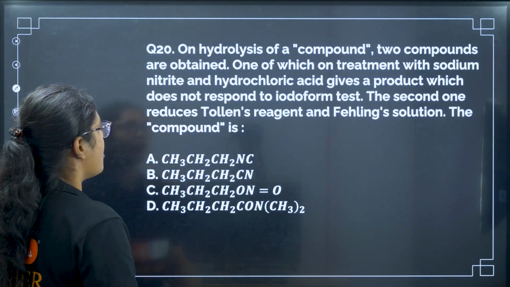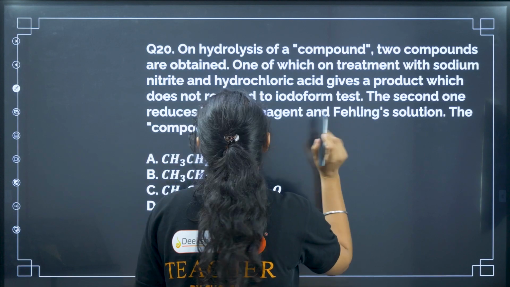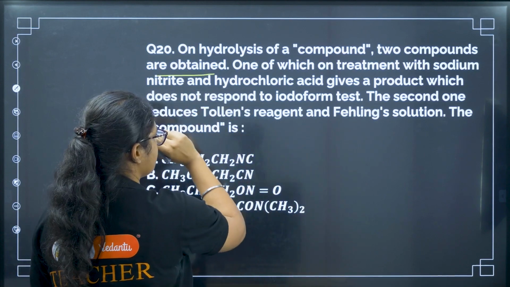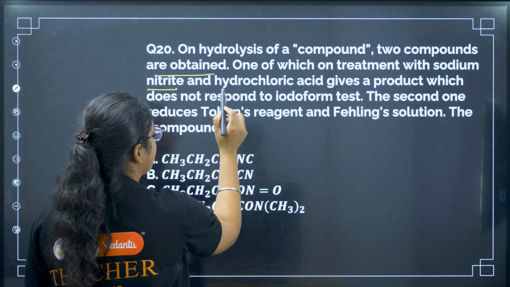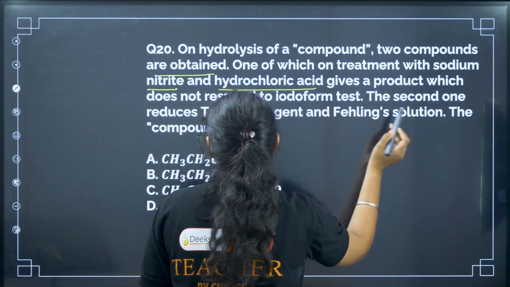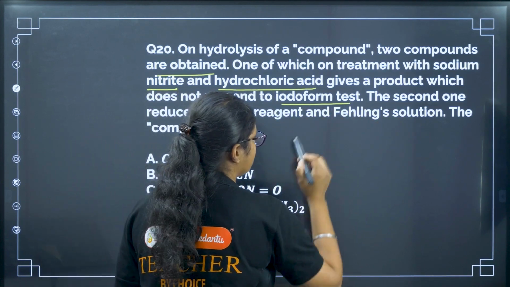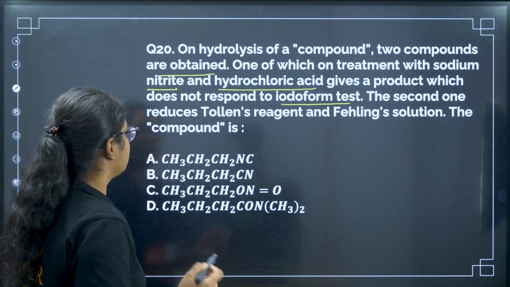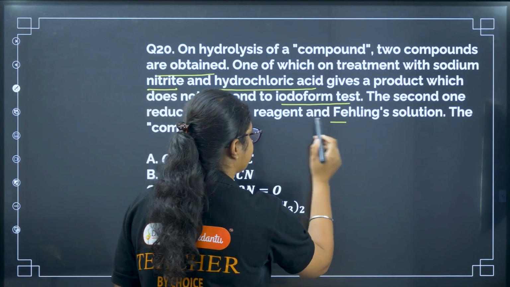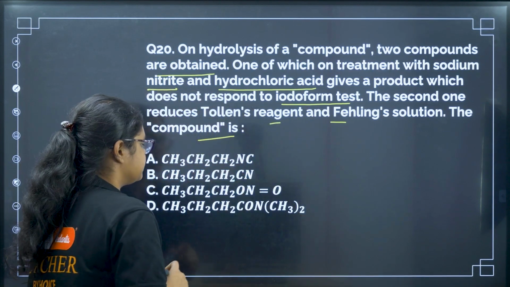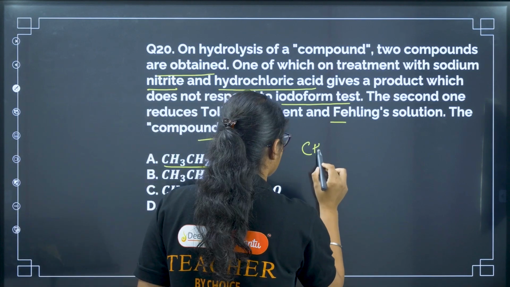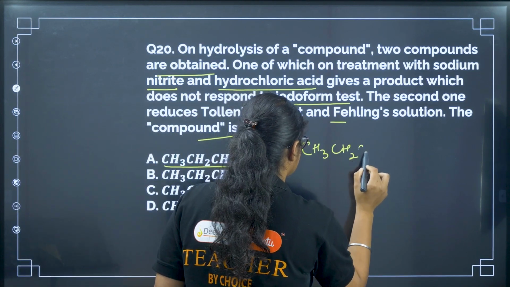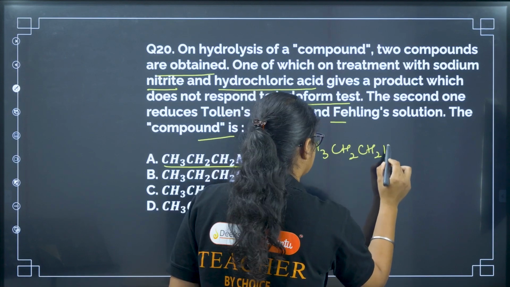Next, on hydrolysis of a compound, two compounds are obtained. One of which on treatment with sodium nitrite and hydrochloric acid gives a product which does not respond to the iodoform test. The second one reduces Tollens reagent and Fehling's reagent. The compound is. Let us see the first option. So if we have CH3, CH2 and CH2, then NC.